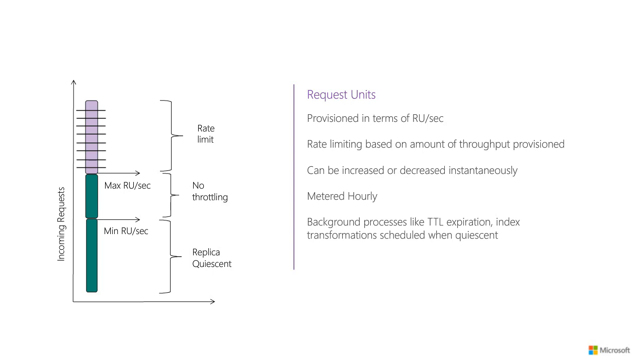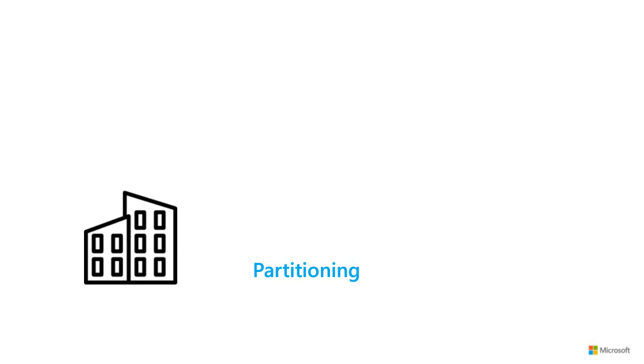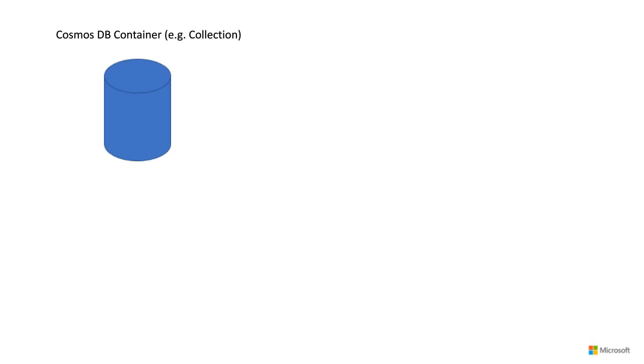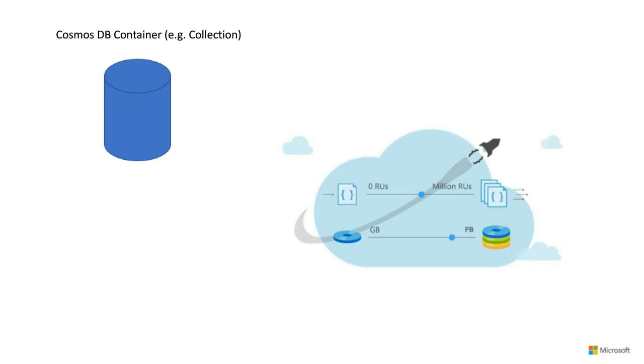Now that you have a basic idea of request units, let's also start diving into partitioning. As we know, a container, for example a collection, can scale from just a couple request units per second to millions of request units per second. It can also scale from just holding a gigabyte of data to many, many petabytes of data. So how is this actually made possible?